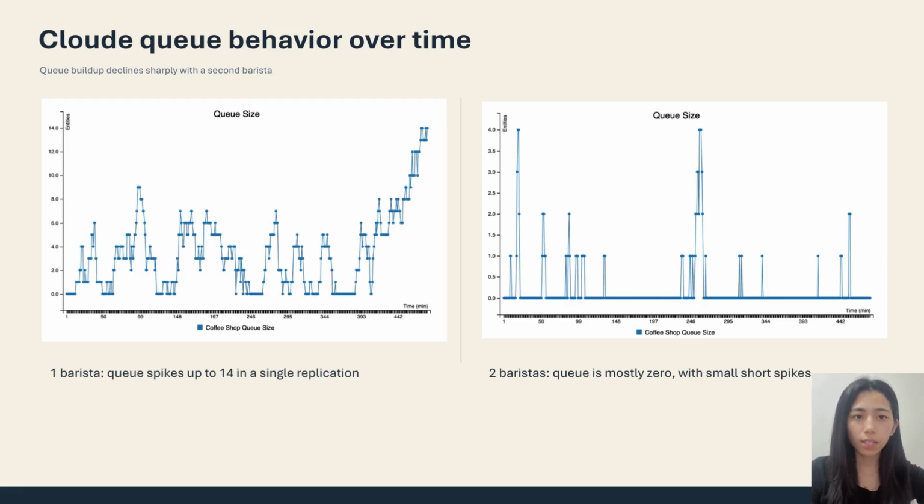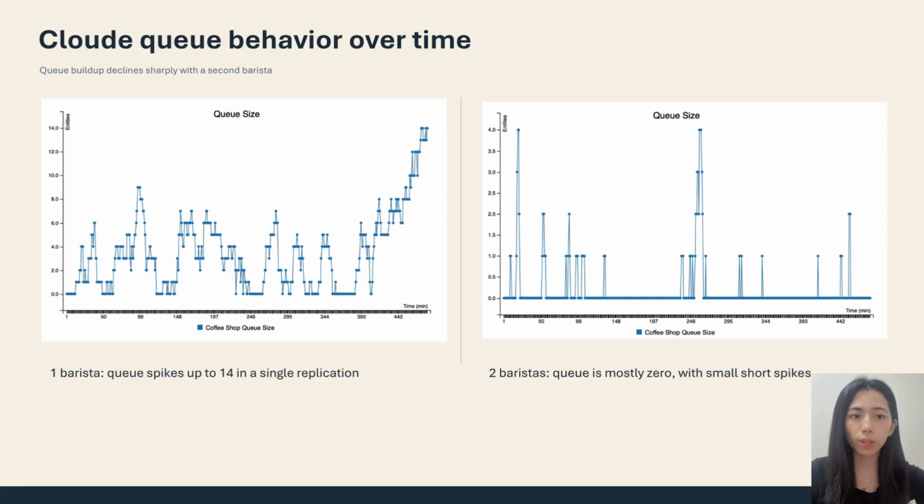And now, let's focus on the queue behavior over time. This slide is important because it does not only show the average results, it also shows how the line changed during the simulation days. For the one barista system, the queue builds up more often because it's only one person serving customers. Based on the data, the average maximum wait time was 28.76 minutes.